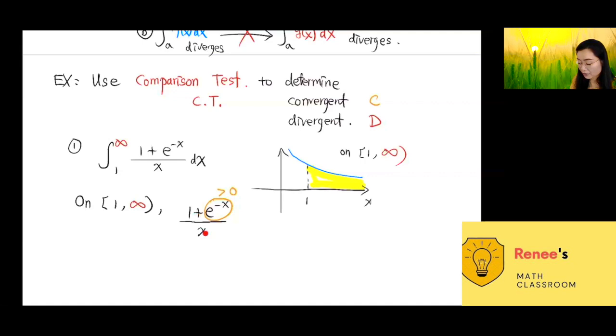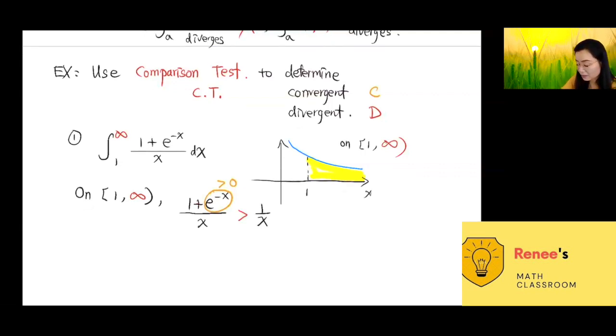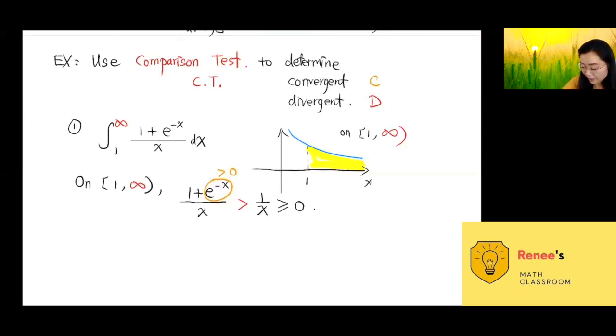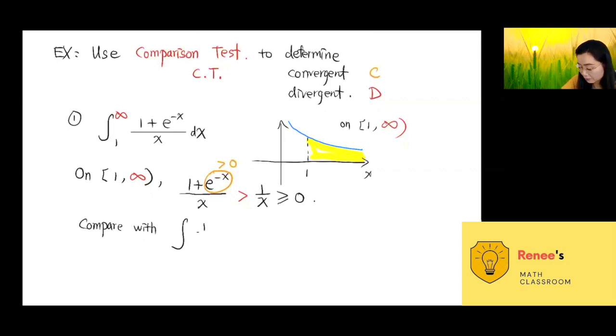We want to compare this positive function with another simpler positive function. So let's take away this complicated part, e to the negative x, and we have 1 over x. The function that we are integrating is greater than 1 over x because it has a bigger numerator, and both of them are positive functions. Now let's compare this with the improper integral of 1 over x from 1 to infinity.